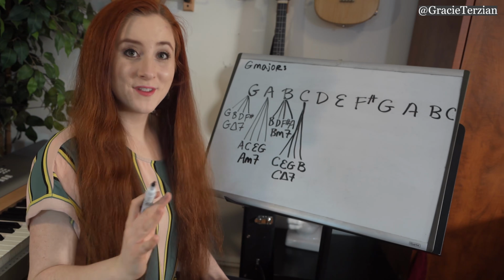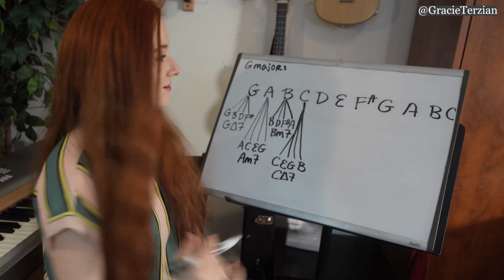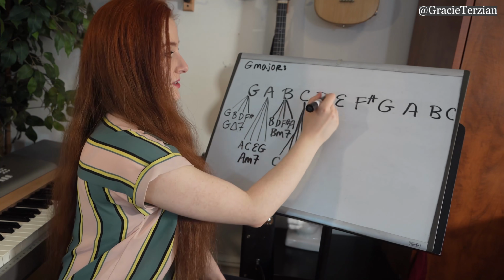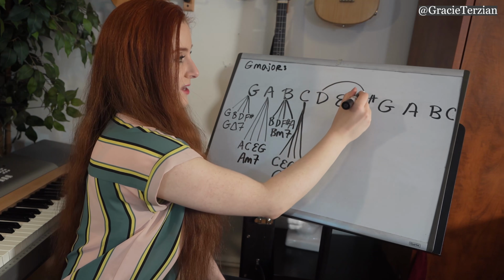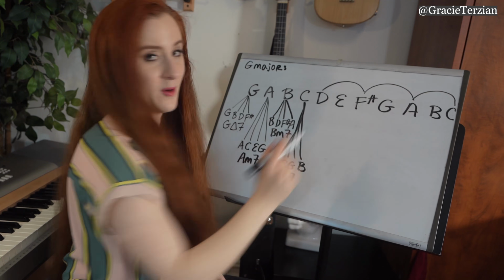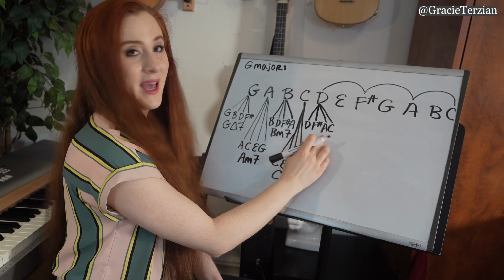Now let's figure out the 5th diatonic chord. So we're going to start on the 5th note of the scale, which is, you tell me, it's D, right? Then we hop over the next note, which is E, and we get to F sharp. Then we hop over G, we get to A, and then we hop over B, and we get to C. So the notes we have are D, F sharp, A, and C.